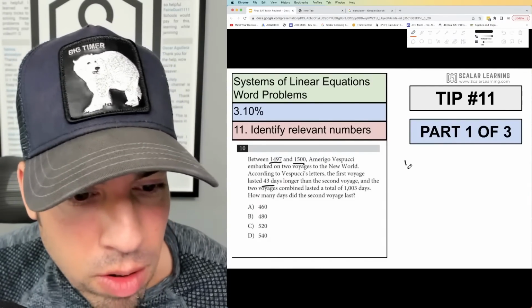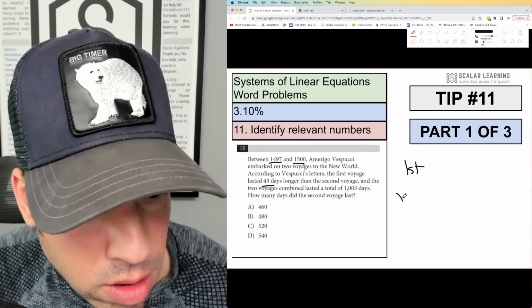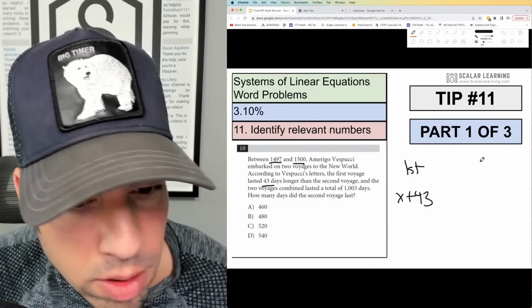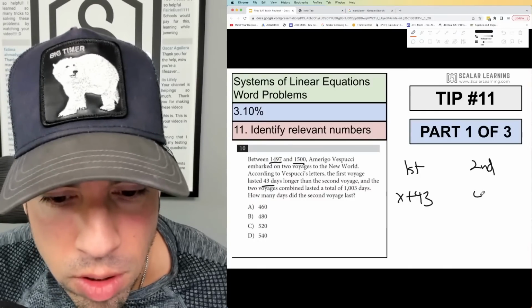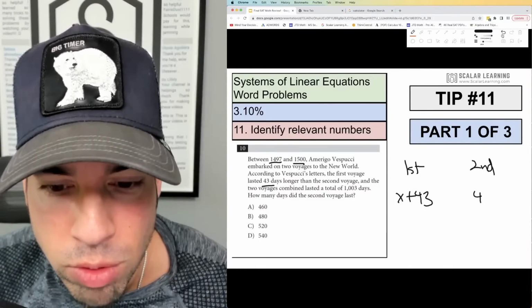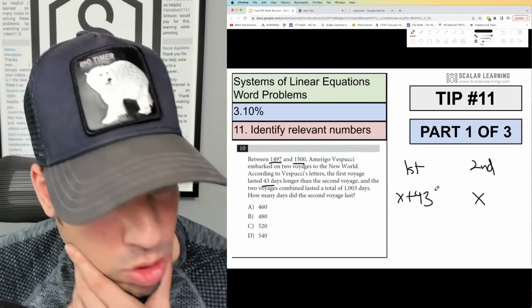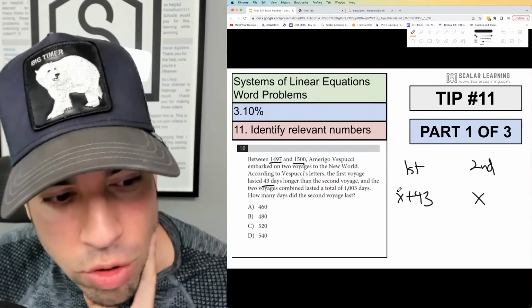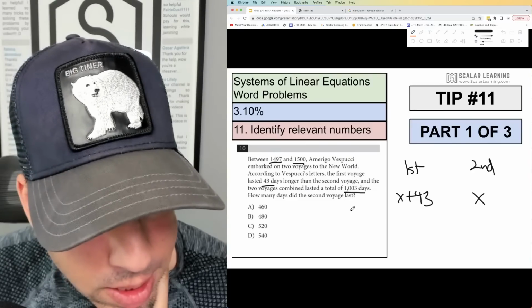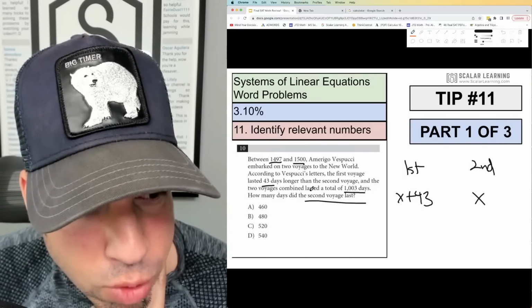First voyage lasted 43 days longer than the second voyage. Okay, oops, not 43, sorry. If the second voyage is x, the first one is x plus 43. And the two voyages combined lasted this many days. How many days did the second voyage last?